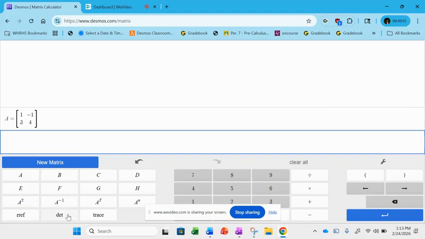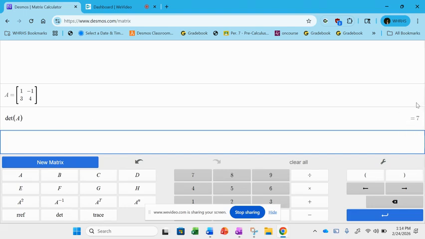So now matrix A is saved in Desmos memory. Do you guys see where it says DET? You're going to now click DET. And then it's saying, okay, well, find the determinant of what? So then you see all these capital letters. Well, we've only saved what? A. So I want the determinant of A. If you want to close the parenthesis, you can, but you don't have to. And then press enter. And it's telling us the determinant of matrix A is over here, 7.